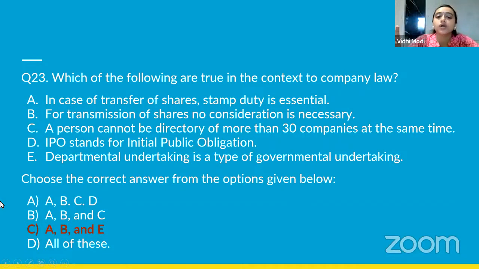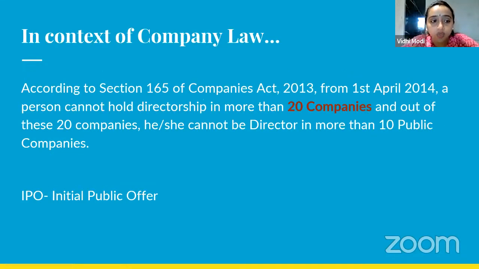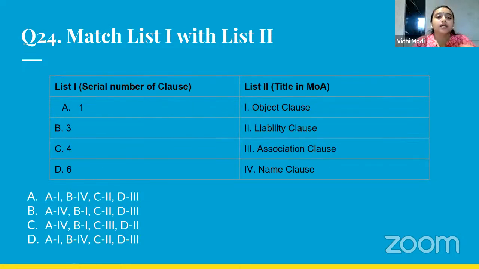Okay. So now let's also understand what the law talks about. Under section 165 of the Companies Act, one person cannot hold directorship in more than 20 companies. Okay, 20 companies. And also out of that 20 companies, he or she cannot be director in more than 10 public companies. So out of the 20, you cannot be the director of more than 10 public companies. IPO, initial public offer. Okay, right.